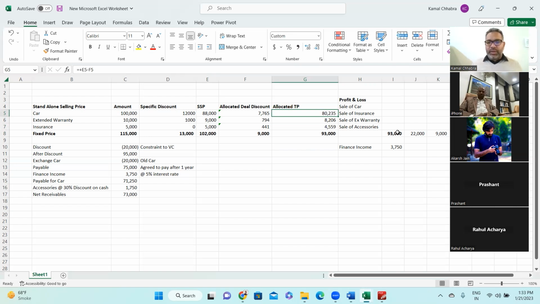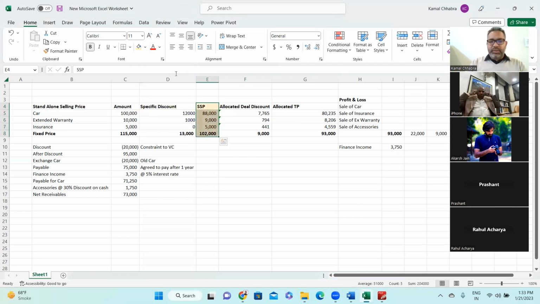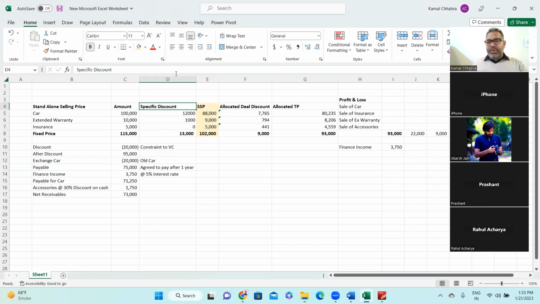So how will you be allocating? First, identification of standalone selling price. How do you identify the standalone selling price? After removing the specific discount on the fixed price, right? The discount pertaining to the specific item needs to be reduced first, and then the remaining discount you need to allocate to reach the final amount. So this is your allocated transaction price to the performance obligation.